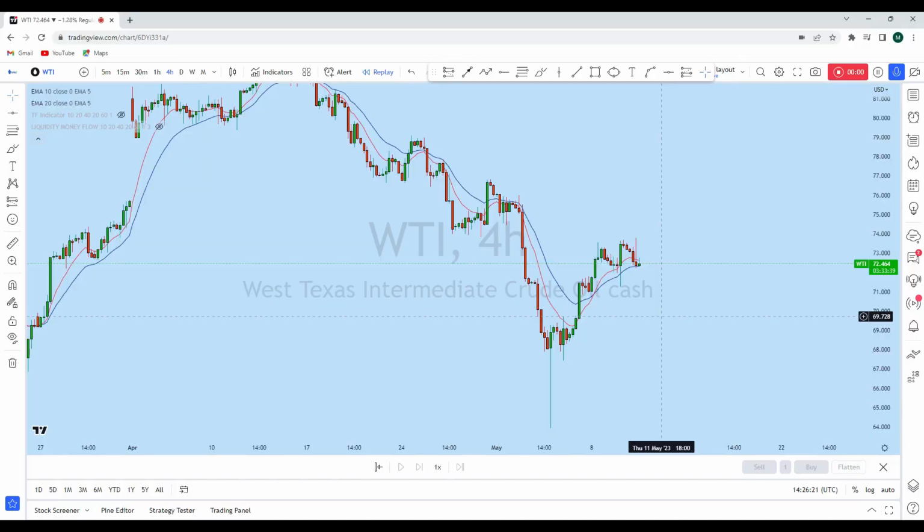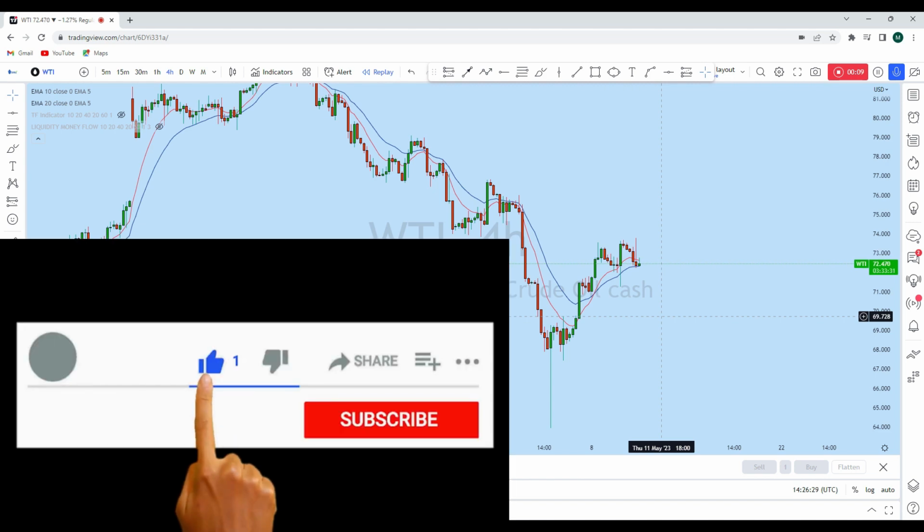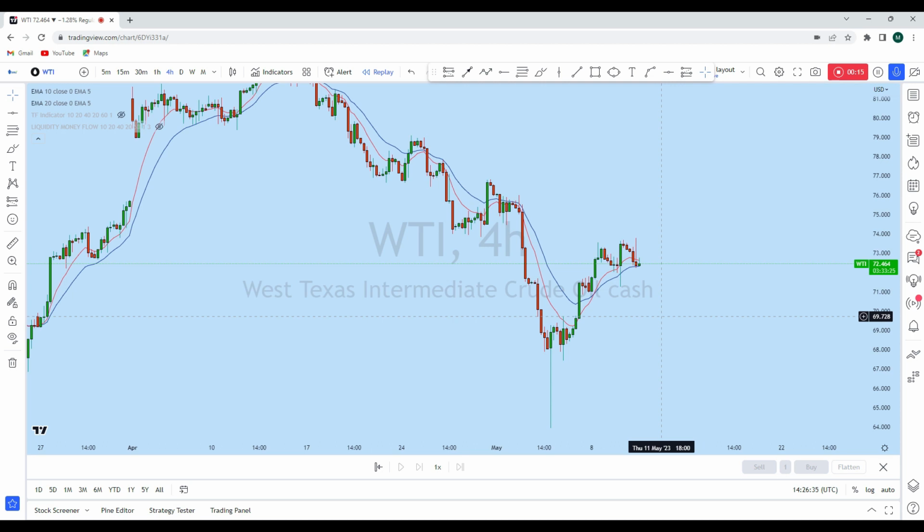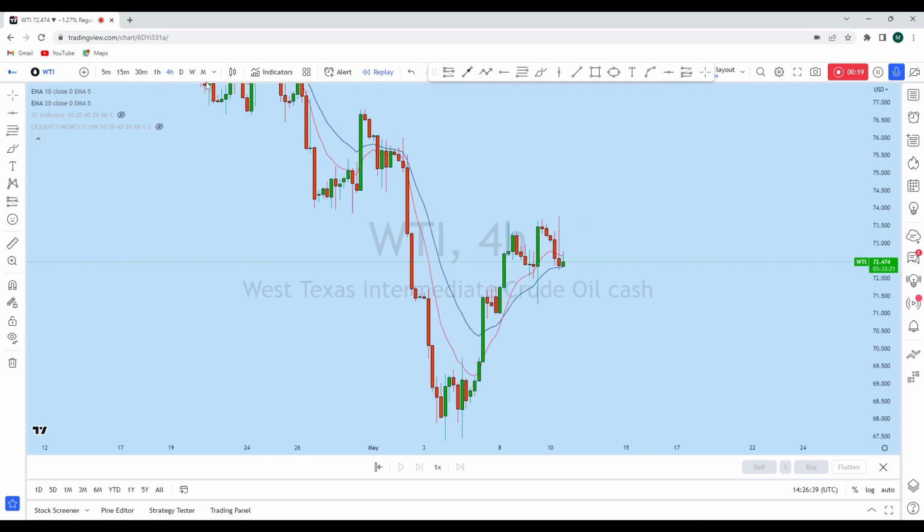Hello trader, I'm going to do a complete multi-time frame analysis on US oil. Let's see what kind of trading opportunity we currently have in this instrument. From the lower time frame perspective, we can see that US oil is currently showing a significant trading opportunity. Before we discuss how we can trade, first let's look at the bigger picture.